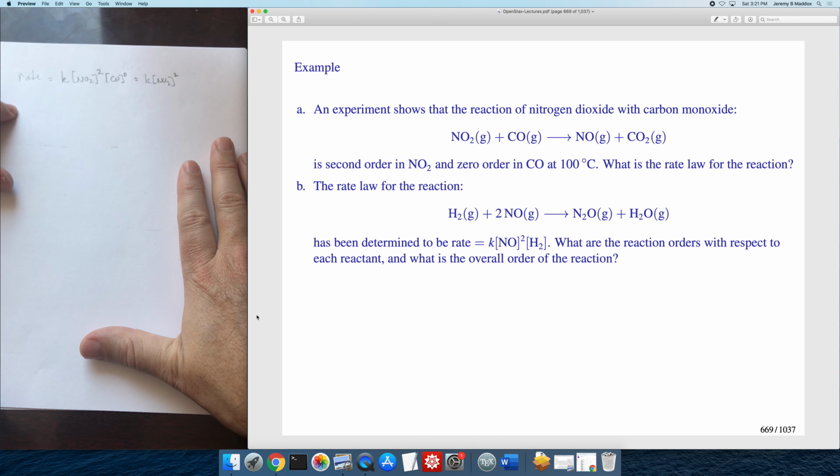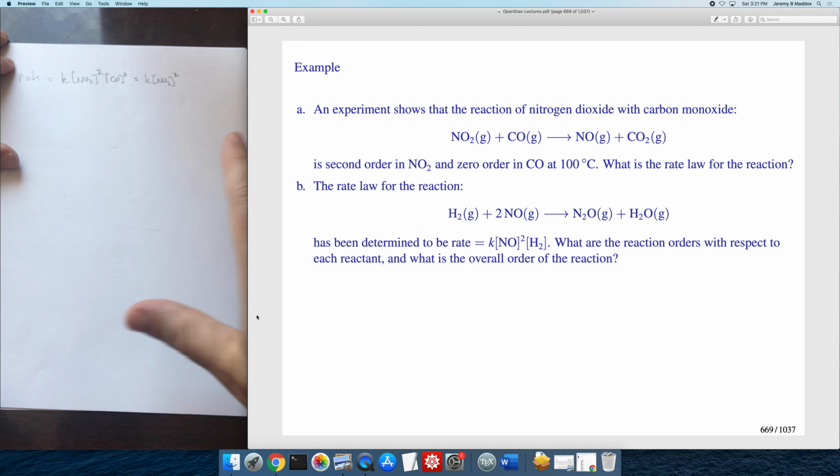For part B, we're given the rate law and they want to know what the reaction orders are. Well, we see that there's a 2 here for the nitrogen monoxide, so we'd say that it's second order with respect to NO, and it's going to be first order with respect to hydrogen. What would be the overall reaction order? 2 plus 1. We would say that it's third order overall.